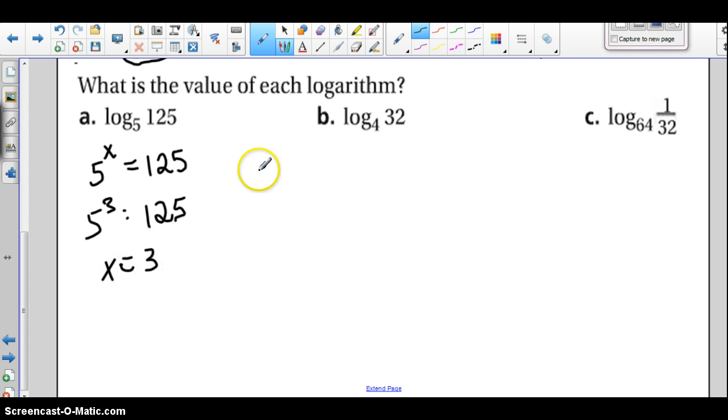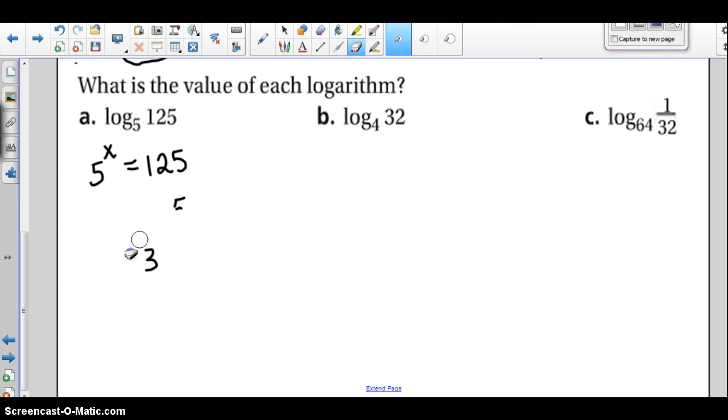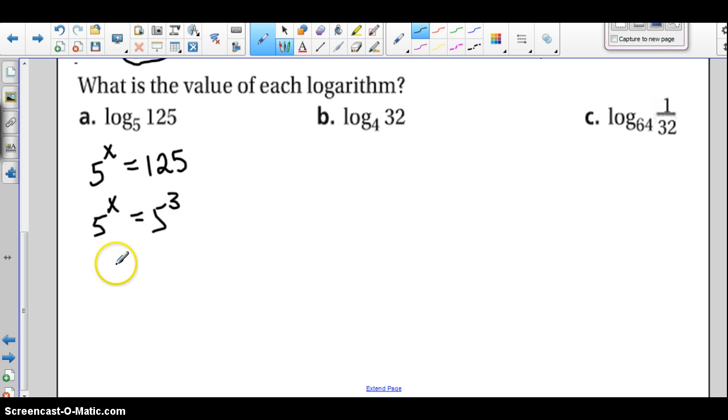But let's say you didn't know that, and you decided, well, let's go ahead and use that property of exponents and write this in the most basic form. This is 5 to the 3rd, and then say, since the bases are the same, set the exponents equal to each other. And x is still equal to 3.